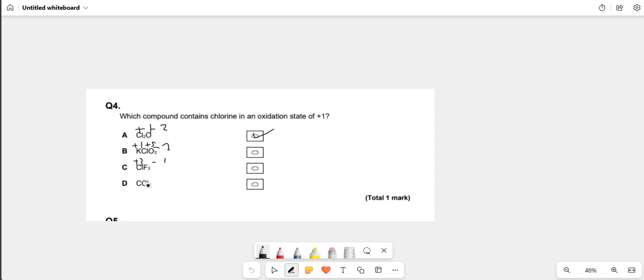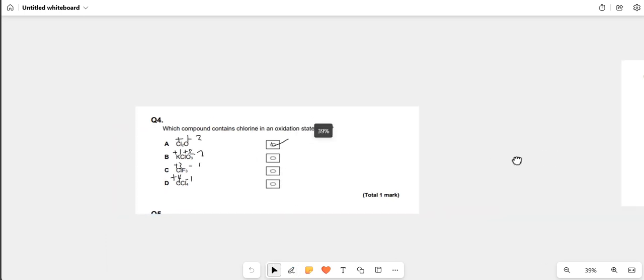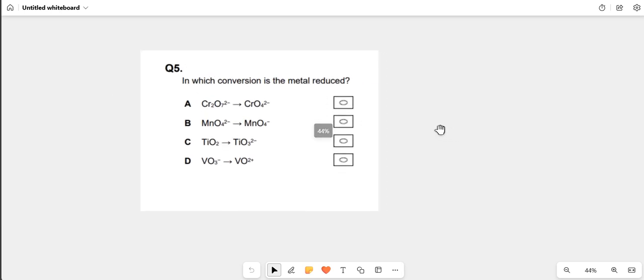And then the last one, CCl4. Cl is -1 in this case. Cl only changes when it's with oxygen and stuff like that. When it's not, it's inside the rules that I had as well. But when it's just carbon Cl4, it's just -1, and this would be +4. It aligned with the rules. Alright, next one.